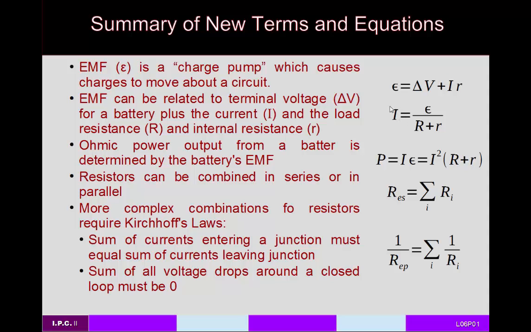The total current coming out of a battery is the EMF divided by the sum of the load resistance and the internal resistance. The ohmic power from a battery is I times EMF, the current times the EMF, and so logically that means that it must be I times R plus r, because if you multiply both sides of this by R plus r, you get I times R plus r, so you have I squared times R plus r.